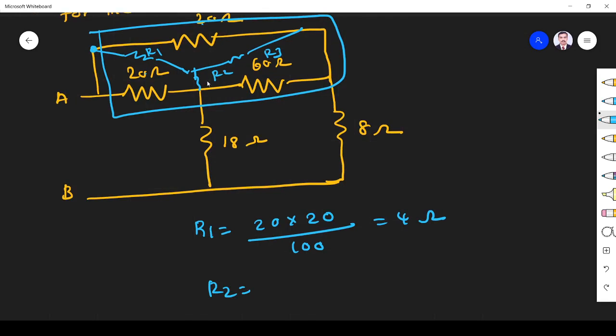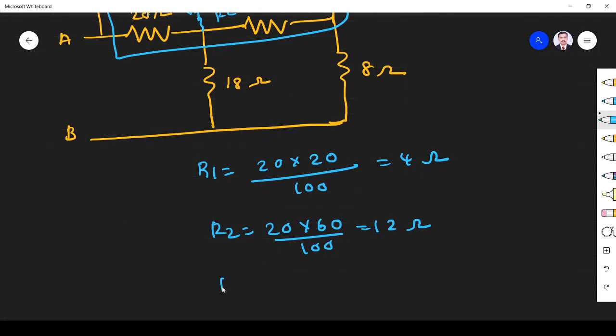R2 is what? What are the resistances connected to the R2 terminal? This 20 and this 60. So 20 into 60 divided by 100, 12 ohm. R3 is what? What are the resistances connected here? This 20 and this 60. So again that is also 12 ohm.